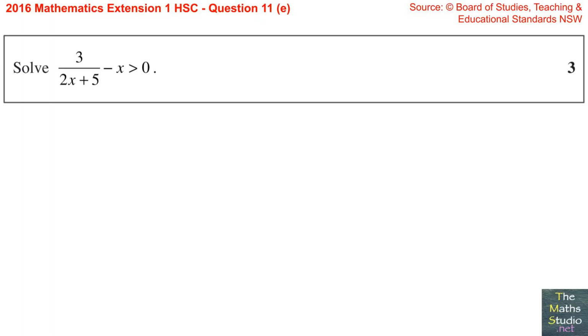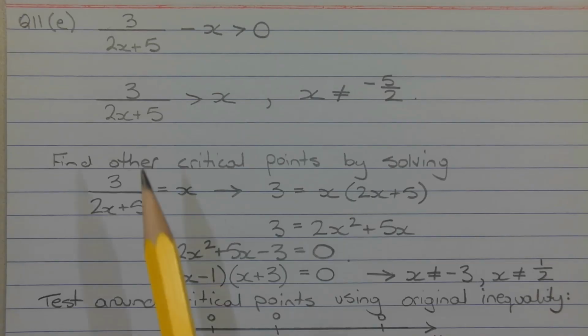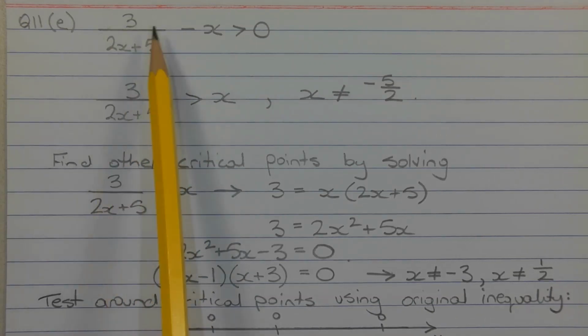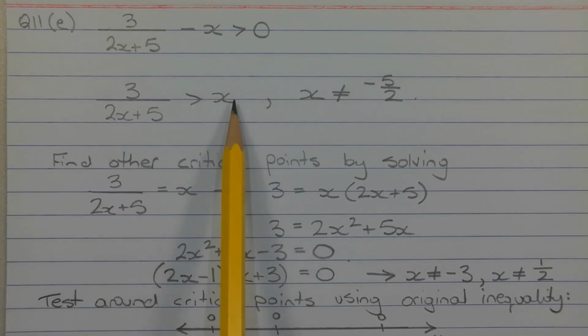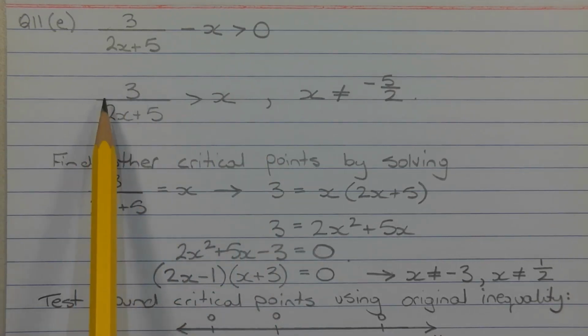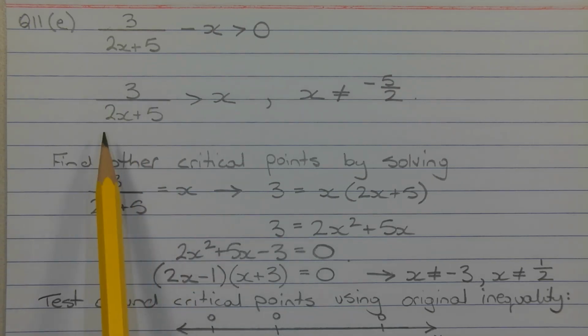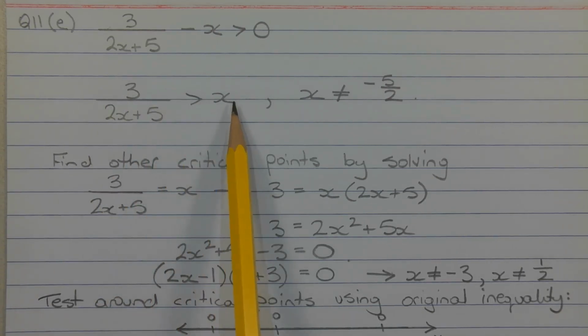Question 11, Part E. Solve 3 over 2x plus 5 minus x greater than 0. Starting with the inequality 3 over 2x plus 5 minus x greater than 0, I've rewritten the inequality so we've got something on the left-hand side and something other than 0 on the right-hand side. So I have 3 over 2x plus 5 greater than x.